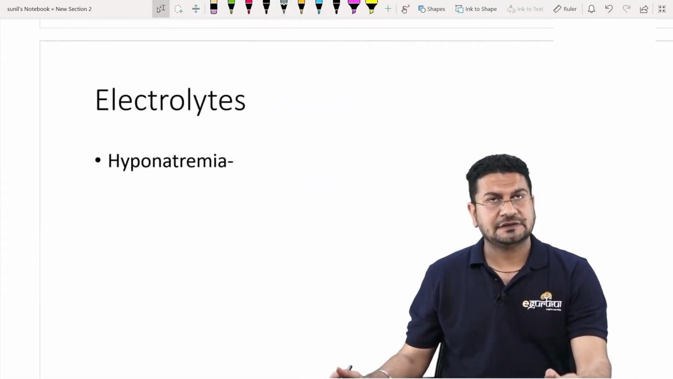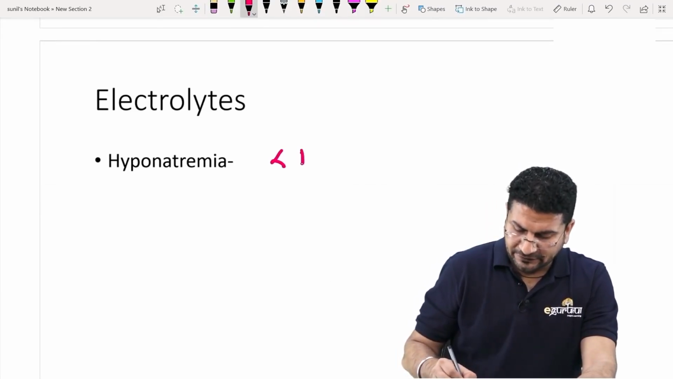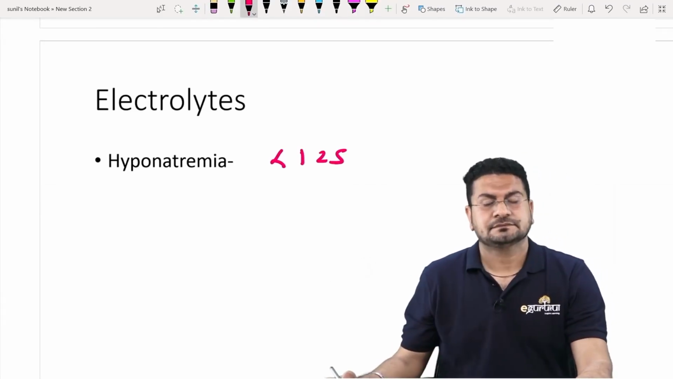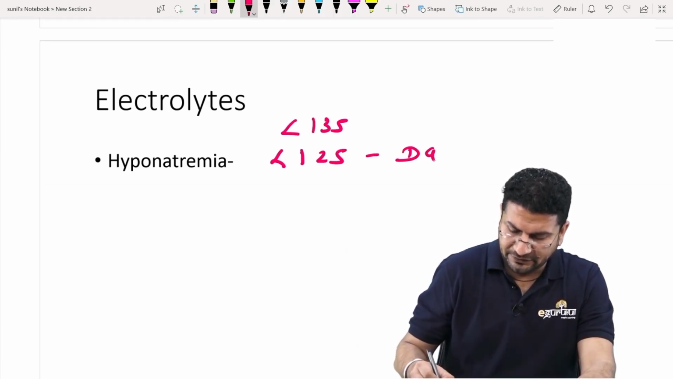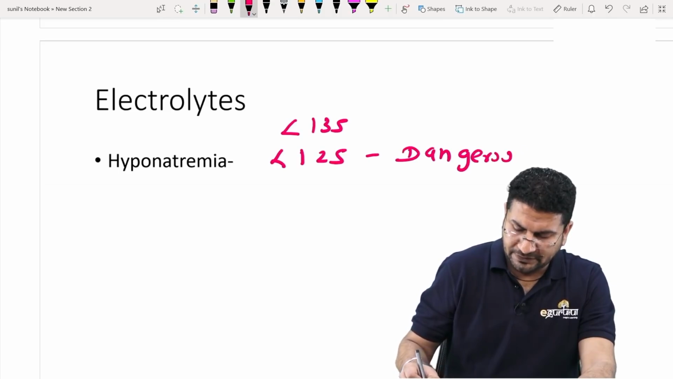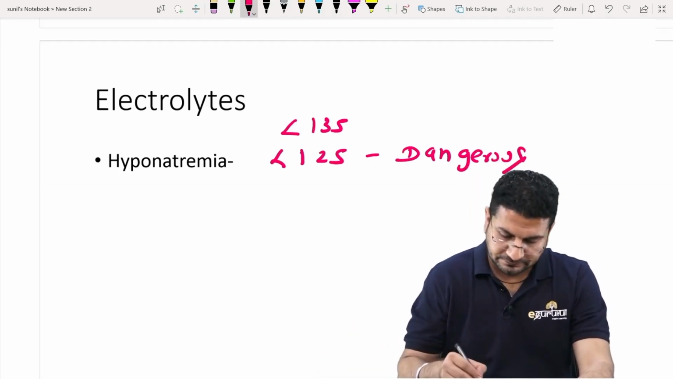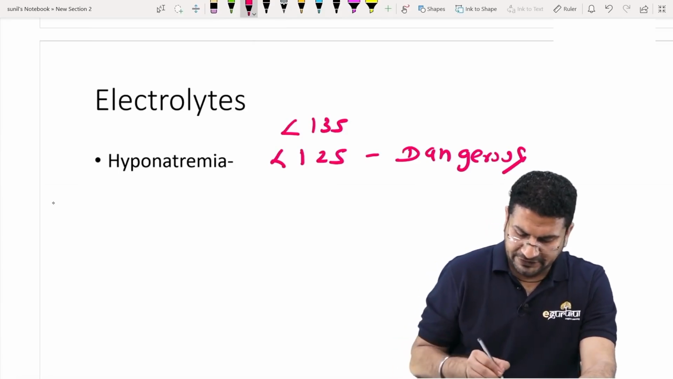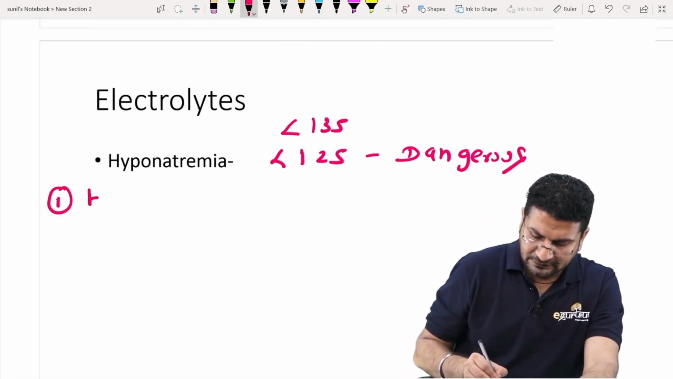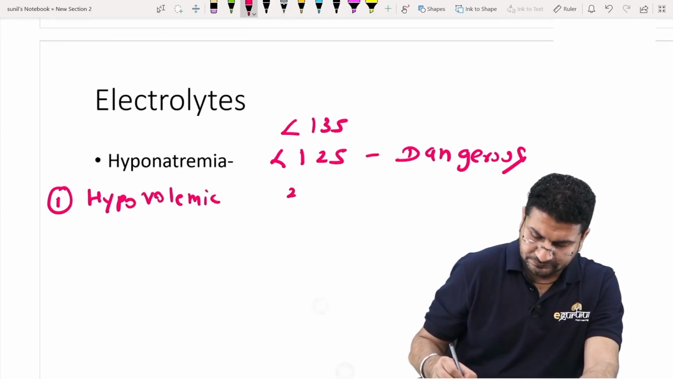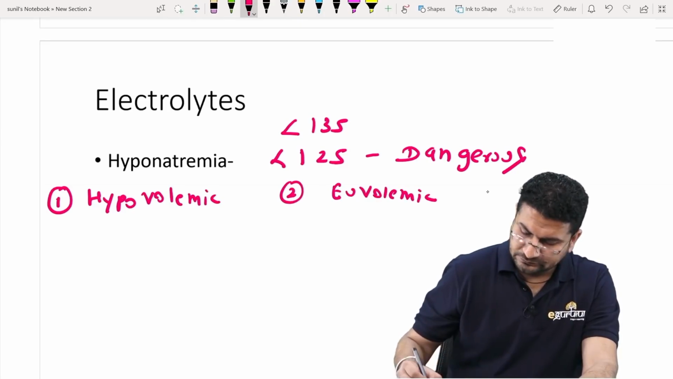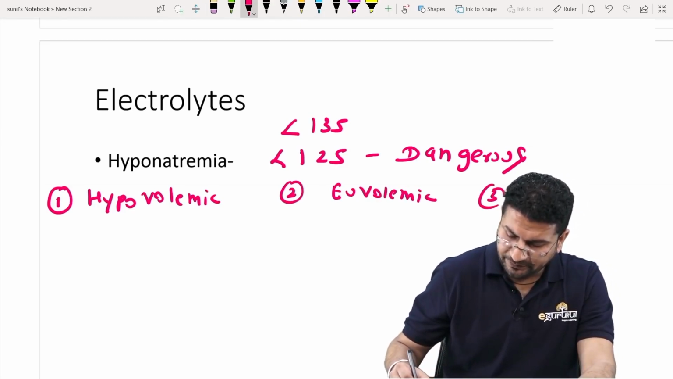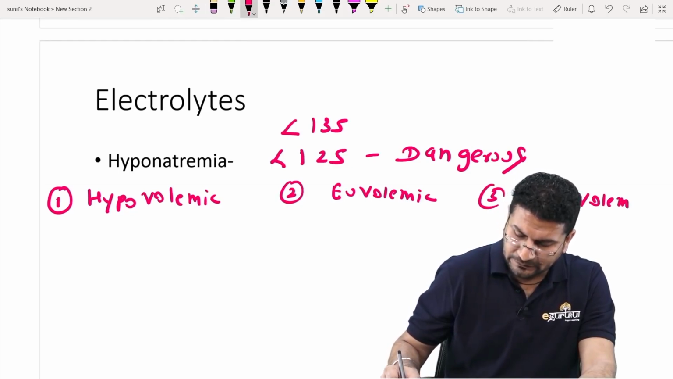Hyponatremia, sodium values are less than 135, but they are considered significant when it is less than 125. Right? So when it is less than 135, at 125 it becomes dangerous. So the patient will develop symptoms when it is less than 125. If I say hyponatremia, we divide into three categories, that is hypovolemic hyponatremia, euvolemic hyponatremia, and hypervolemic hyponatremia.